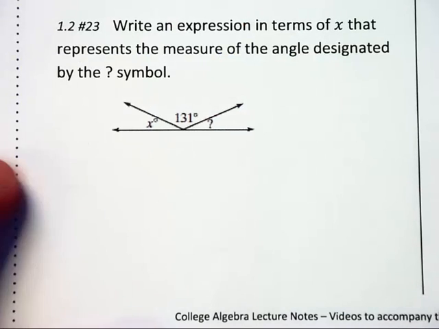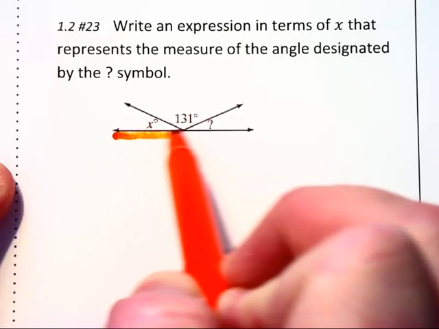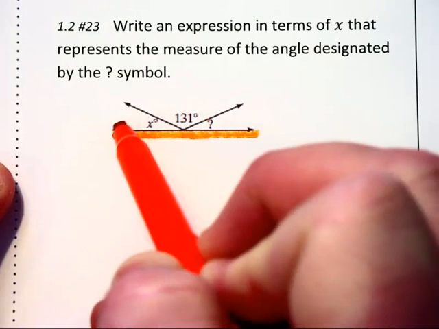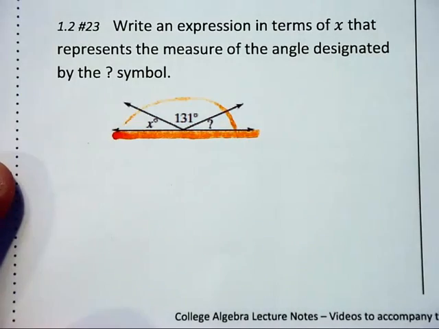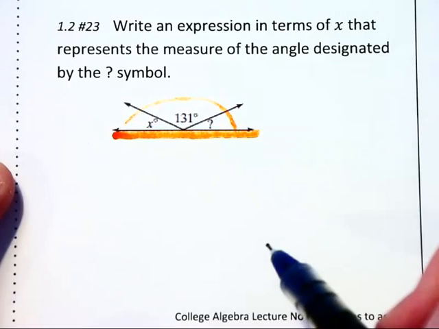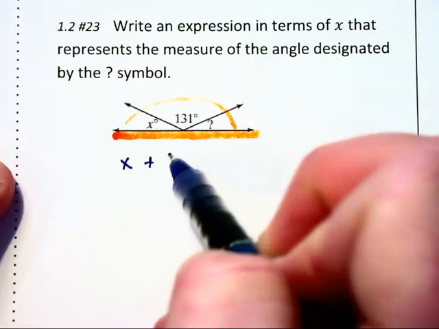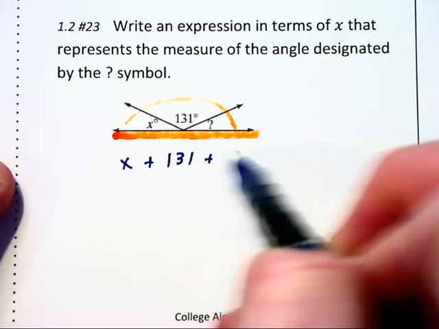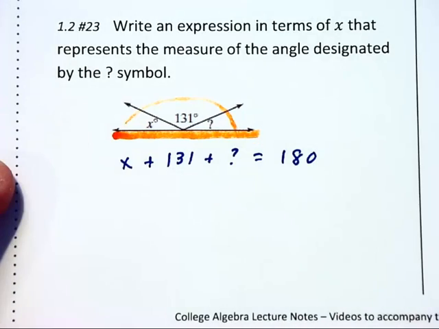In this next problem, we are asked to find the value of the question mark. Notice that all three angles, when combined together, form a straight angle or a horizontal line. That means that all three of these angles add up to 180 degrees. X plus 131 plus question mark is equal to 180 degrees.